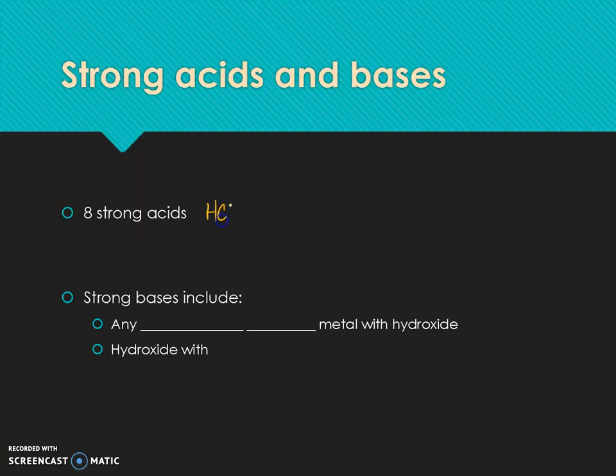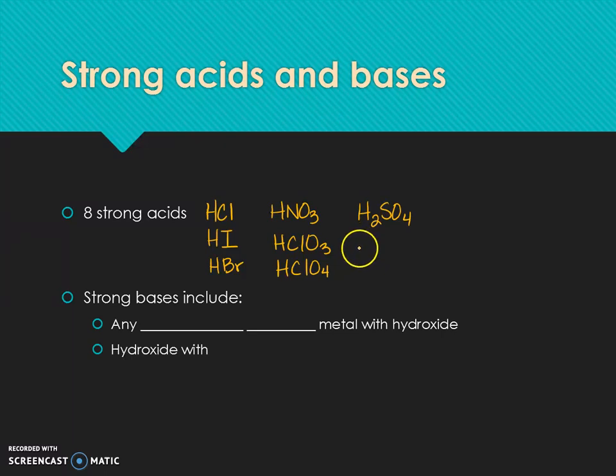You have hydrochloric acid, HCl. We have hydroiodic acid, HI. We have hydrobromic acid, HBr. You also have nitric acid, HNO3, chloric acid, HClO3, perchloric acid, HClO4, sulfuric acid, H2SO4. What am I missing? 1, 2, 3, 4, 5, 6, 7. Oh, periodic acid, HIO4. There we go.